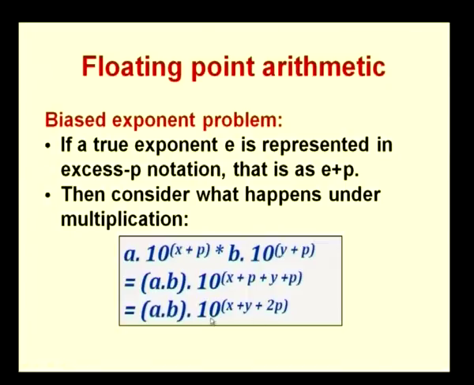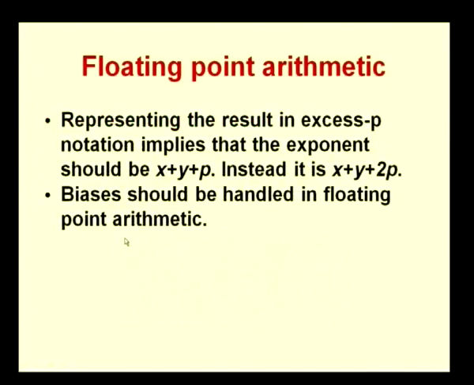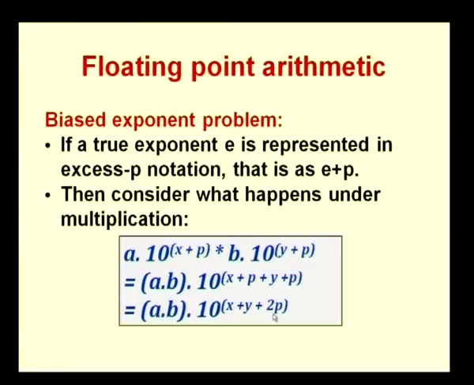Now, if I want my answer back in the excess representation, I should actually get x plus y plus p, because there is only one p that needs to be added. But what I get here is x plus y plus 2p. So, I will need to do an adjustment there. I need to handle this bias when I do floating point arithmetic, which is that when I do this kind of a multiplication, I will need to subtract a p from this sum of the two exponents before I can take the value as the answer.